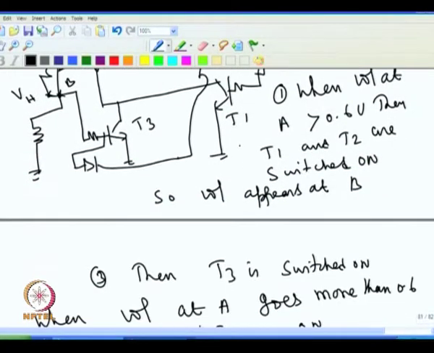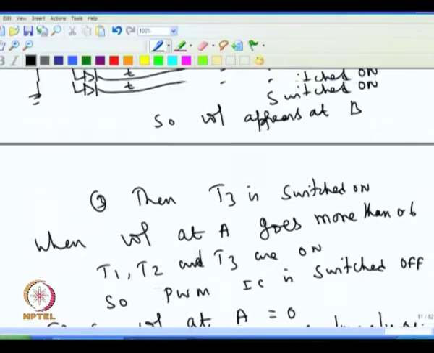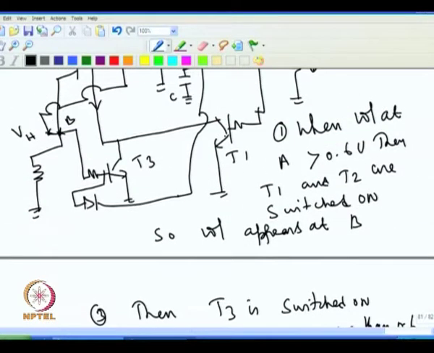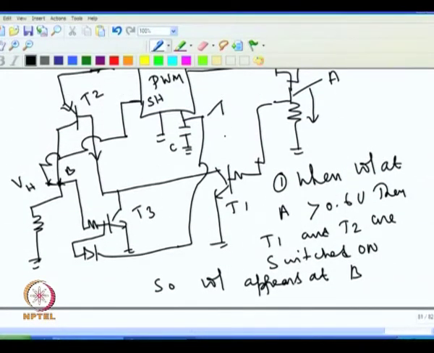So, this way it can act as a latch. That means once the pulse voltage goes high, this can be latched, and the latch function can be easily obtained using this process.